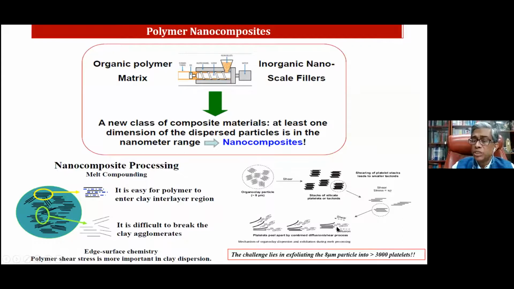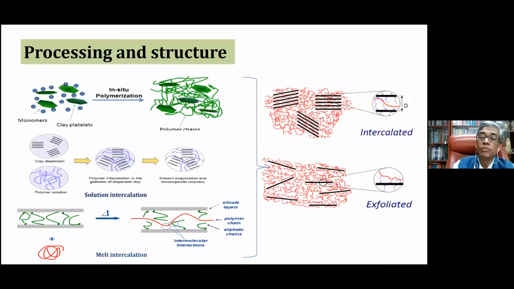And once they do the shearing, I'll show you that there will be diffusion of polymer inside that. I'll have a better picture in a later one. So we have to do not only shearing, we have to bring the polymer inside, which is a bigger challenge. And sometimes we use nanofiller, and finally our product remains like a macrofiller. So this is what you have to look at.